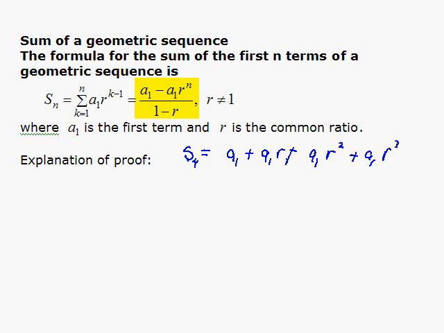Now, with the arithmetic sequence, you just turned and added them backwards to get the formula. Here, I'm going to multiply this by the common ratio R. So R times S sub 4. I'm going to offset these, so it will look strange for a minute. I multiply this whole thing by R.